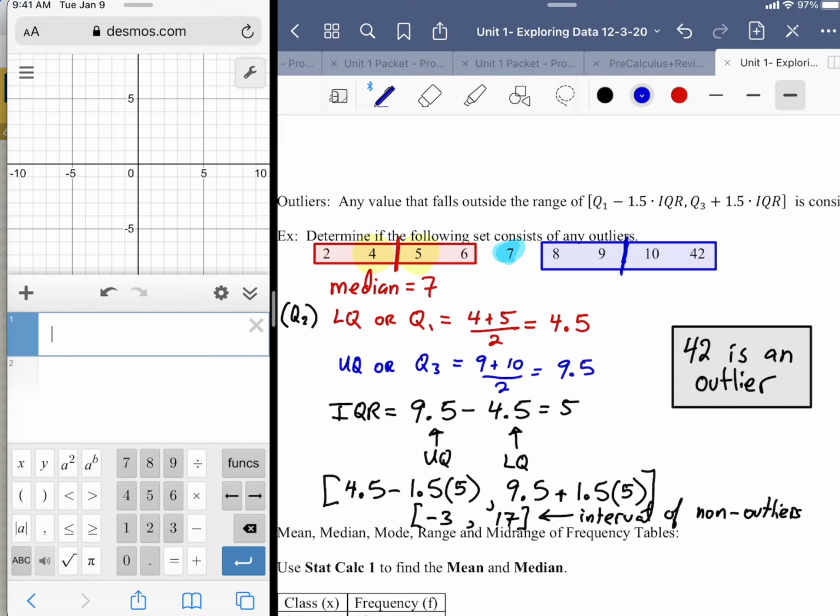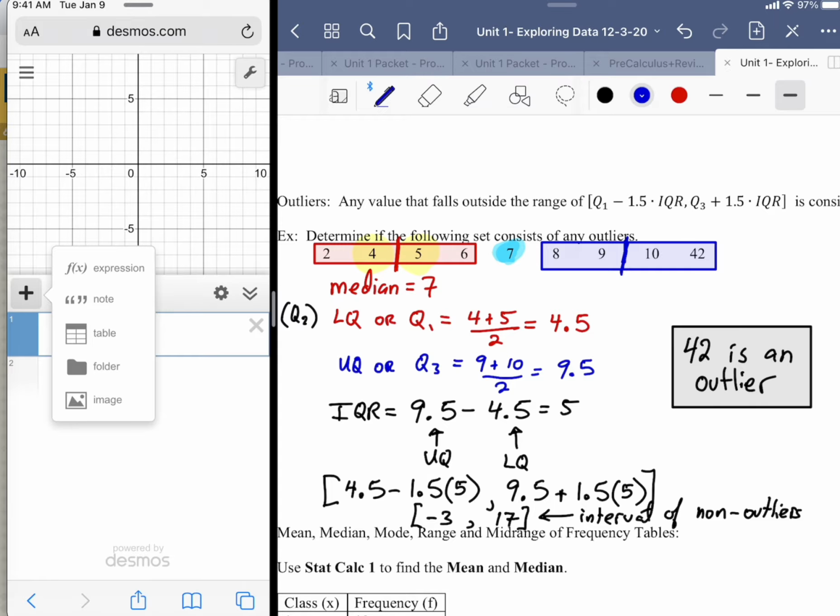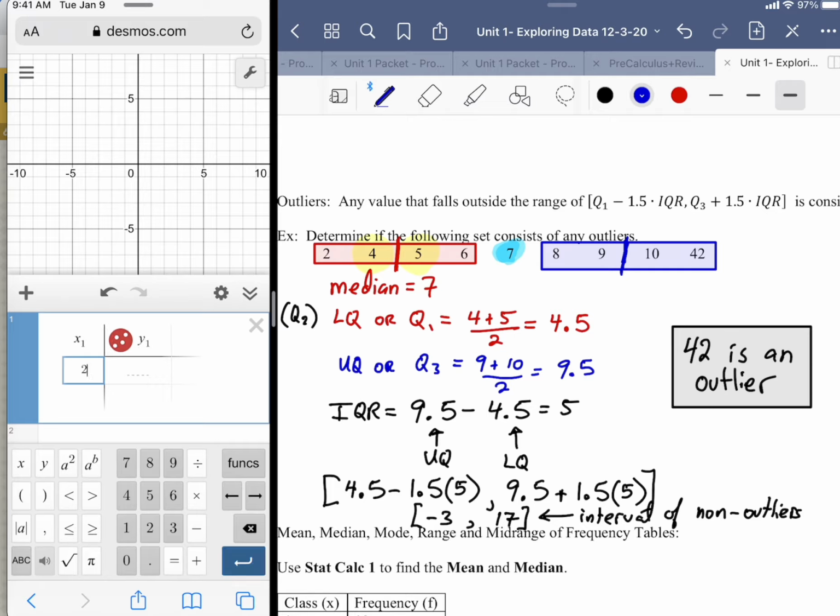Okay. So technology wise, what you're going to want to do is come up with an interval of outliers without doing any of this work. One way to do that would be to type the data in. You use a table: 2, 4, 5, and so on, 6, 7, 8, 9, 10. Data entry is like the worst part of statistics. Okay, so all that stuff is in there.